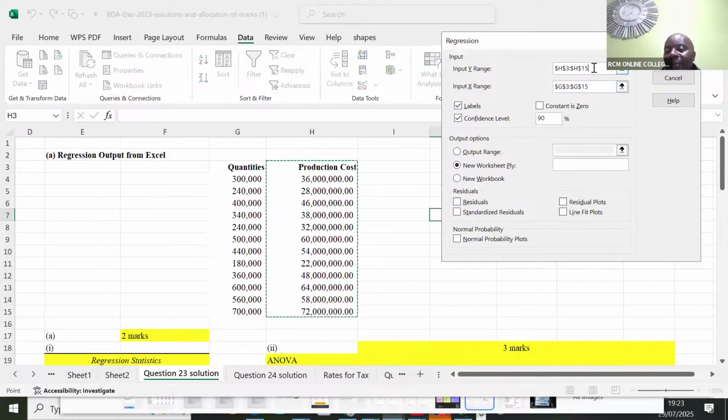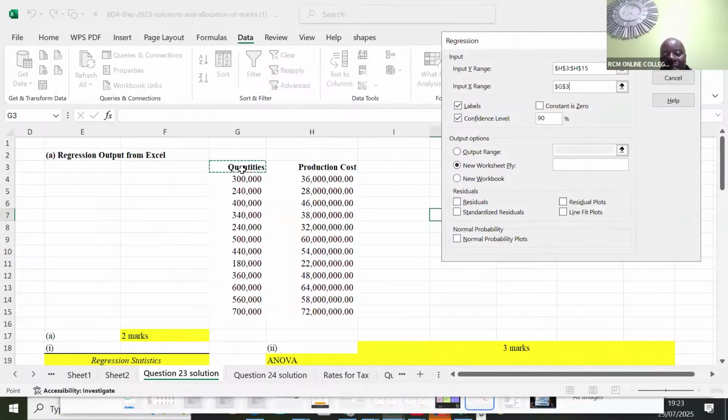Mine here is full, so I need to empty it because I've already done the question. Then come and input the Y. Y is the production cost. Click on the title, and now I want to highlight. The easiest way of highlighting is to press Control Shift and then the down arrow. Then you go straight away and put the X, the quantities.